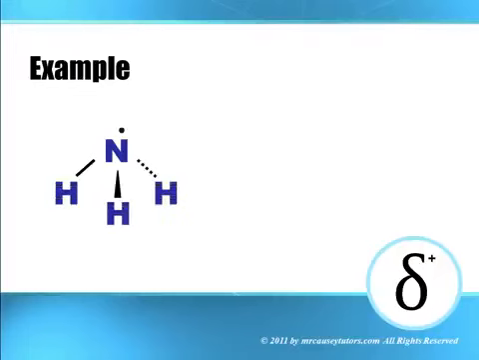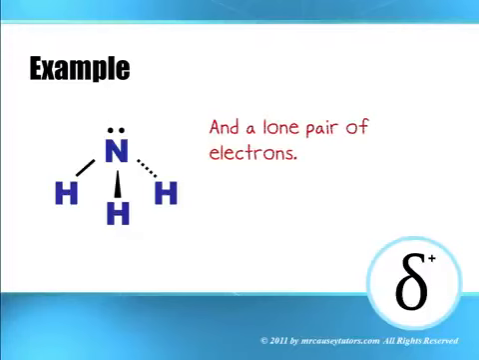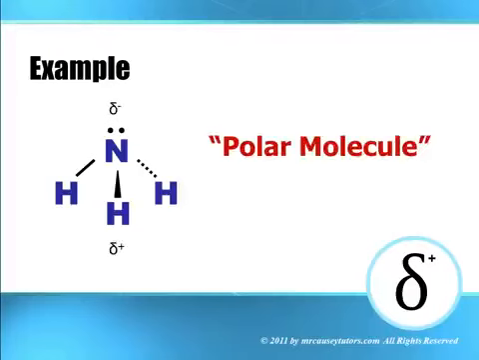Example, let's look at ammonia here. Notice you have nitrogen bonding with 3 hydrogens. It has that electron pair. Well, because of that electron pair now, we're going to have somewhat of a negative charge forming there. Nitrogen has the higher electronegativity and a lone pair of electrons. That's going to create a negative and positive region as hydrogen gives the electrons more to nitrogen. Now, it doesn't give them up, but it's just not sharing equally. And that's a polar molecule.